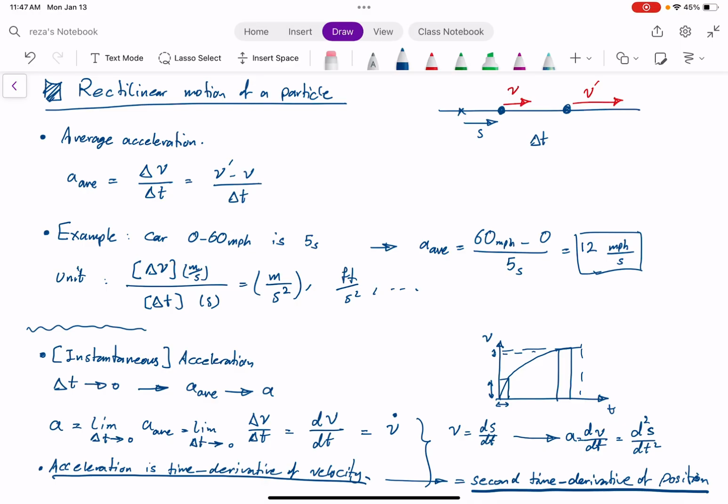And I think that is all I can say. We talked about the unit. And this is the short form notation. We show the second time derivative of position with two dots on s.